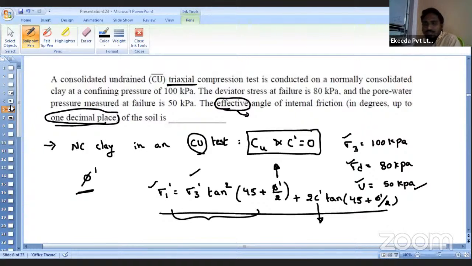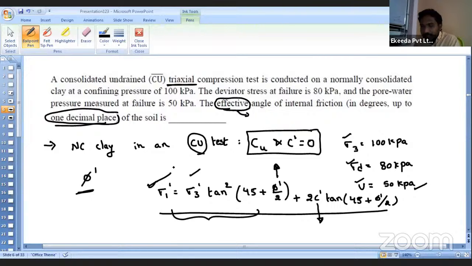Normally, if any question is coming from the triaxial test, this is the major equation that we have to follow. I don't say in every problem, but in most of the cases we can say it.